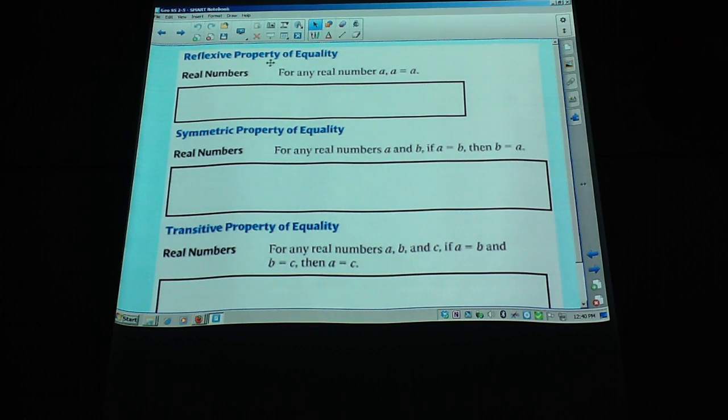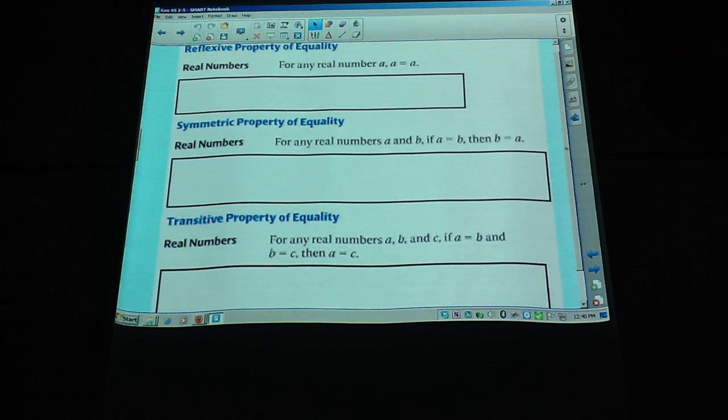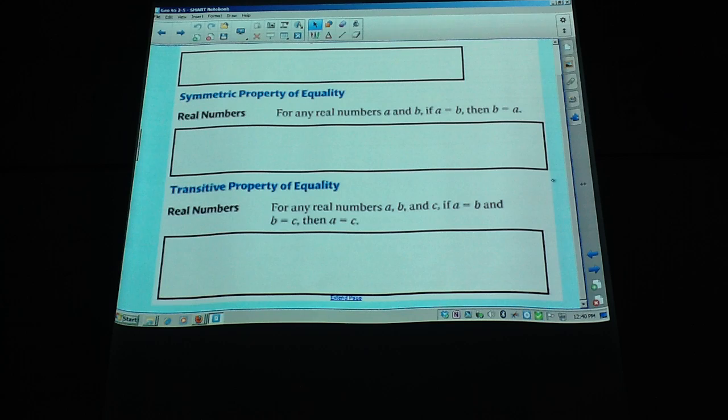The reflexive property: any real number is equal to itself. So 2 would be equal to 2, a would be equal to a, 5 would be equal to 5. A good starting point sometimes if we don't have somewhere to start on a problem. The reflexive property might allow us to start there. The symmetric property just means if we have a equal to 2, then we'd know 2 is equal to a. So we can flip-flop those around and interchange both sides of the equation. That doesn't change the value of it.